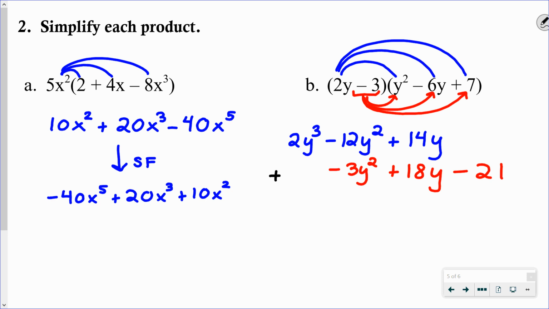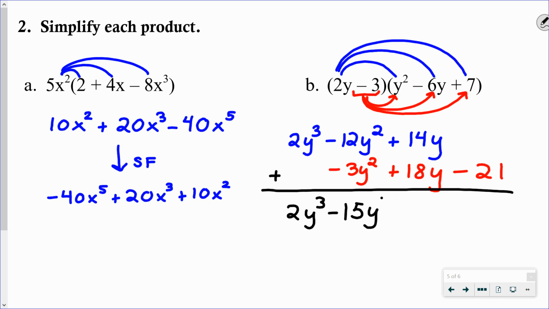So now I just combine the like terms and they're all stacked up, ready to go. So 2y to the third minus 15y to the second plus 32y minus 21.